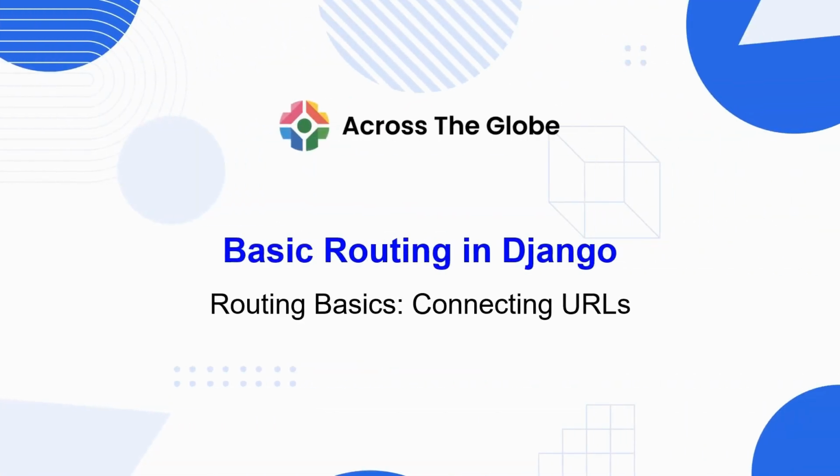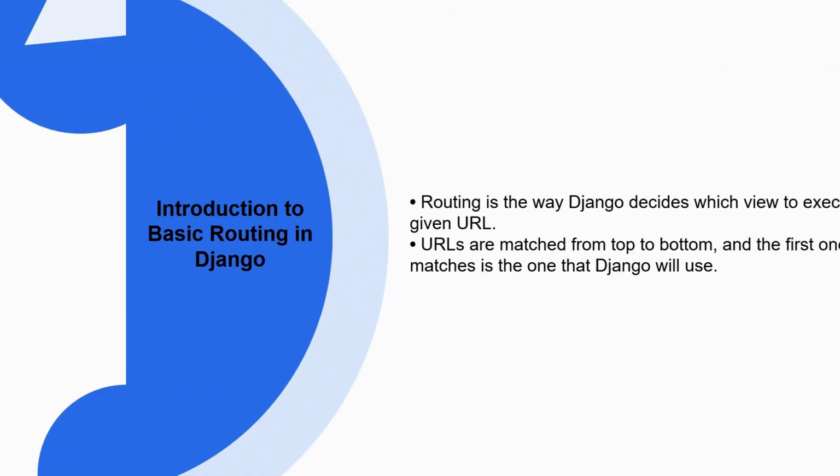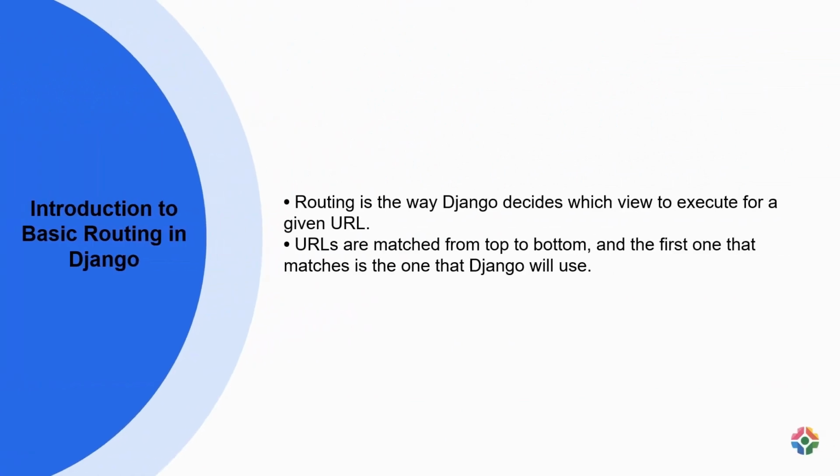Today we will learn about basic routing in Django. Routing in Django refers to the process of determining which view should be executed based on a given URL. Django matches URLs from top to bottom, and it selects the first matching URL pattern to process.